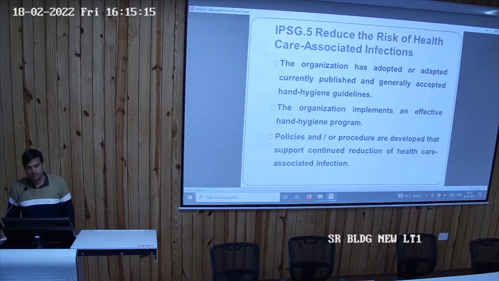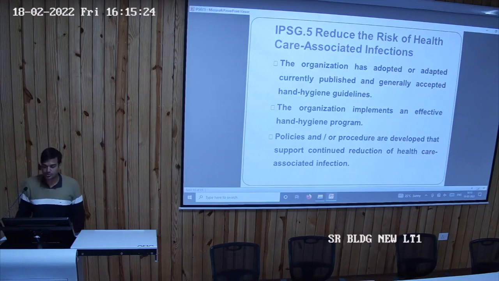So one thing which can prevent them from happening is hand hygiene, a very important one. So the organization implements an effective hand hygiene program in our institute. Policies and procedures are developed that support continued reduction of healthcare associated infection.